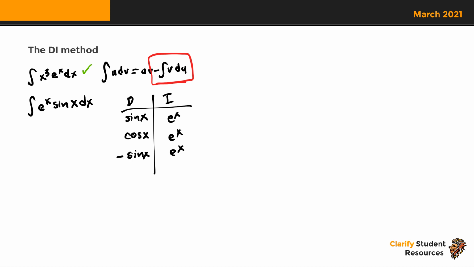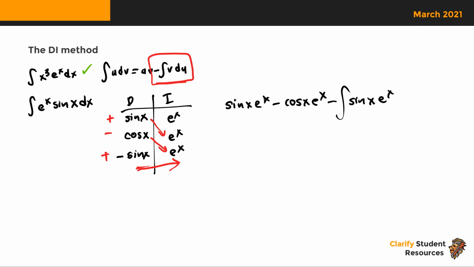So remember, when it doesn't terminate, the last line is going to be an integral. And remember to add your plus, minus, plus signs. So when we pair it together now, it's going to be sine x, e to the x, minus cosine x, e to the x. And then remember, the last line is going to be an integral. So we minus the integral, which is sine x, e to the x dx.